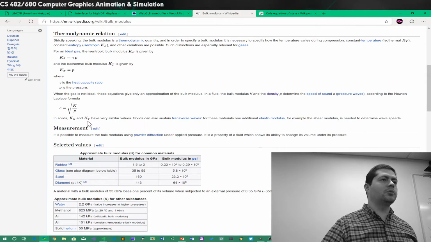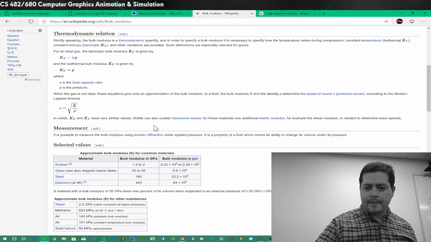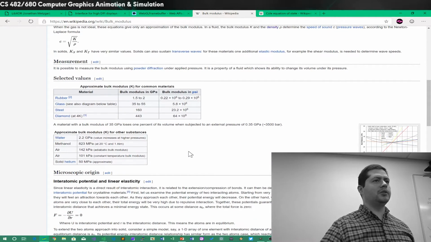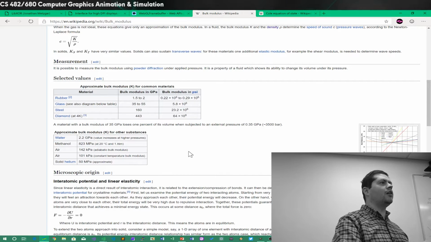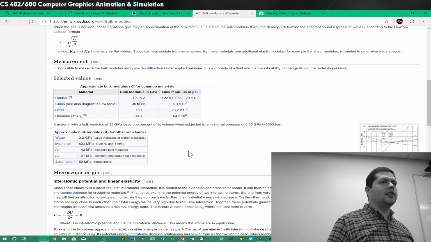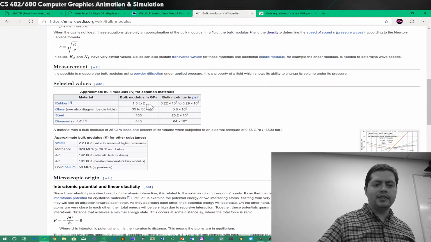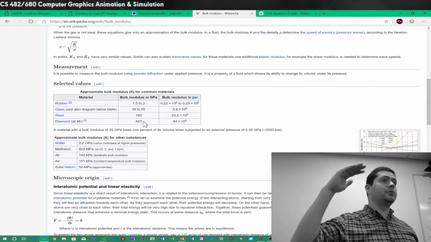So I was like, well, we're trying to do something that's not a gas. But we might want to do things that blend between solids and liquids, like water. I guess we could do gas as well. But let's find out what some realistic values are for this. Rubber is 1.5, glass is 35 to 55, steel 160, diamond 443. These numbers get really, really high.